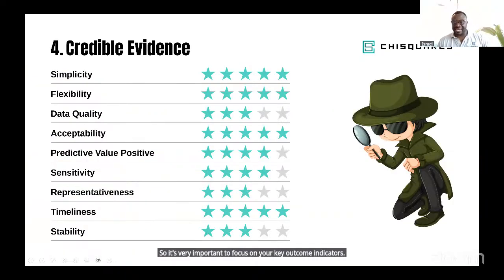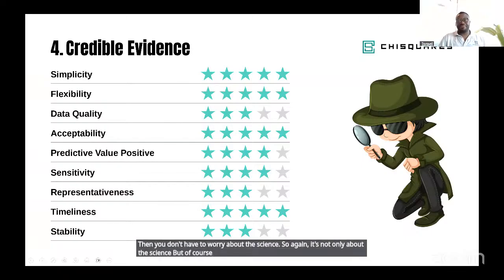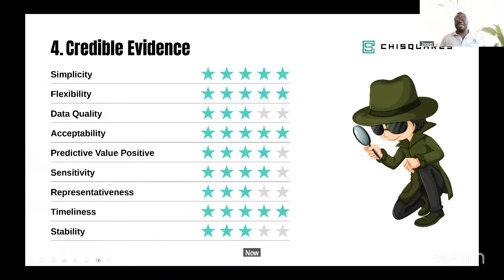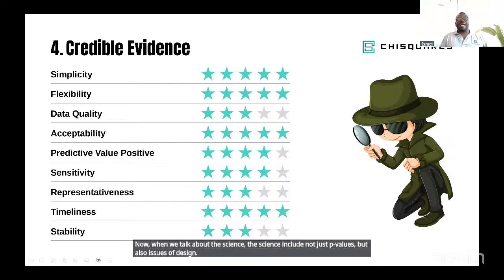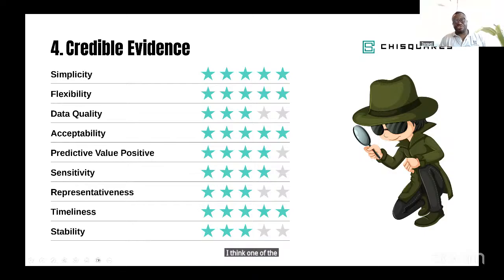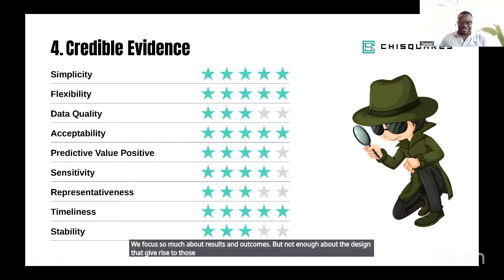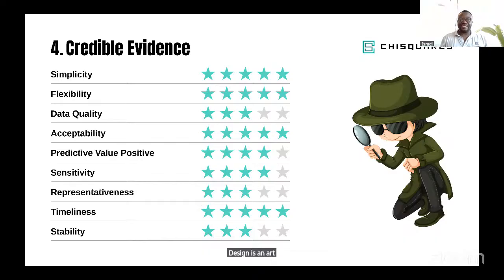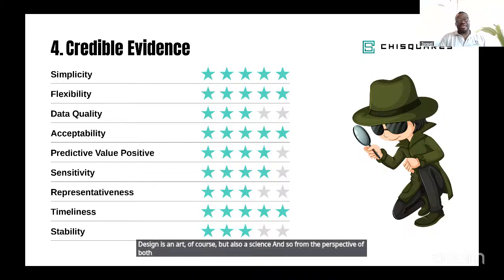Then you have to worry about the science. So again, it's not only about the science, but of course, the science is a very key part of this. Now, when we talk about the science, include not just p-values, but also issues of design. I think one of the flaws in graduate school training is that we don't talk enough about design. We focus so much about results and outcomes, but not enough about the design that give rise to those results. Design is an art, of course, but also a science.